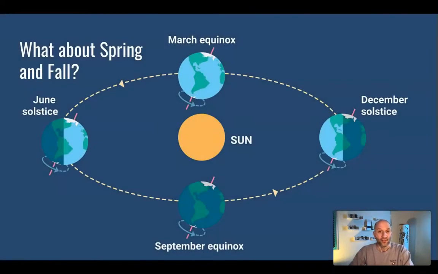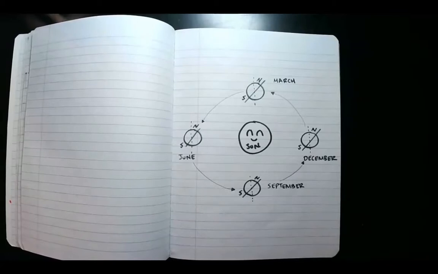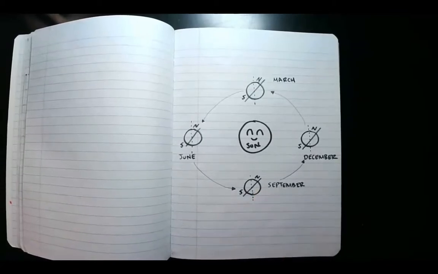Now you might be asking yourself, what about the seasons of spring and fall? And for this, you'll want to have your notebook and we'll diagram the Earth as it goes around the sun. For this diagram, you're going to want to pause the video and copy the beginning of this diagram into your notebook. Once you have the diagram started in your notebook, come back, hit play, and pick up from there.